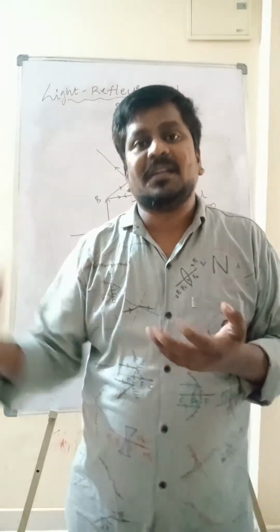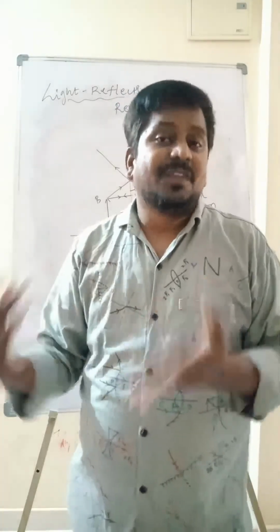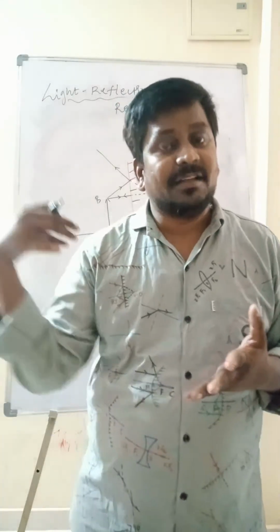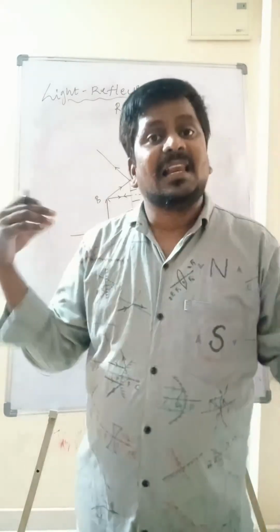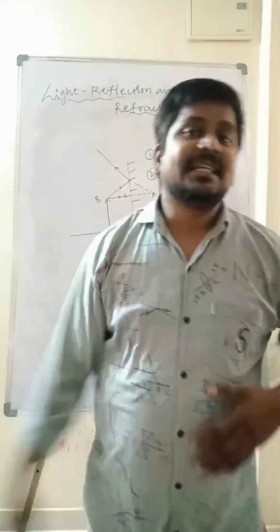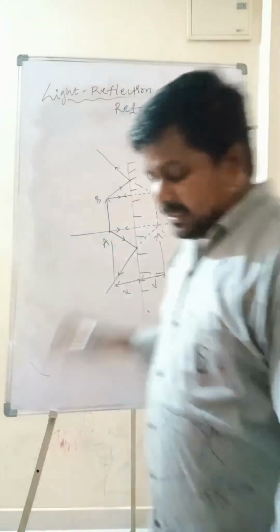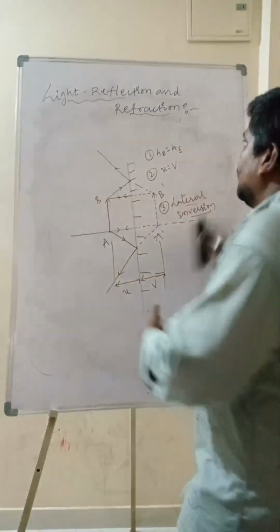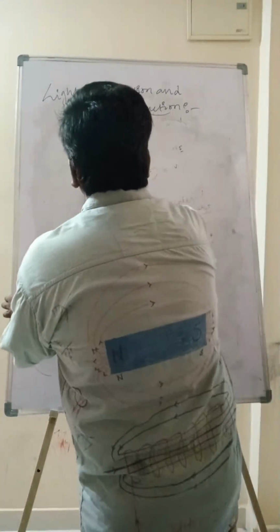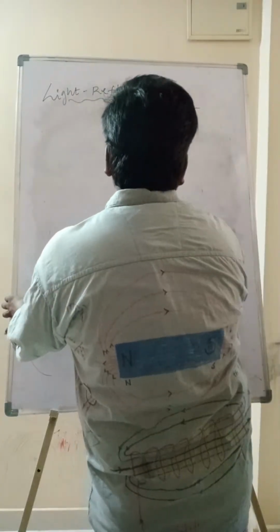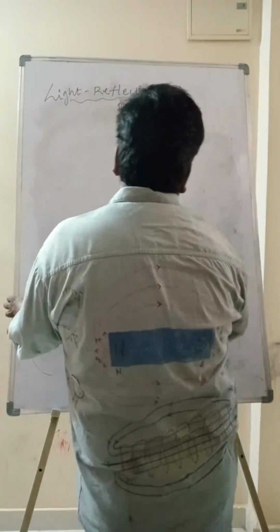That is nothing but the phenomenon where the right side of the object appears to be the left side, and the left side of the object appears to be the right side. This phenomenon is called lateral inversion. So this is about the plane mirror. Next we will go with the spherical mirrors.